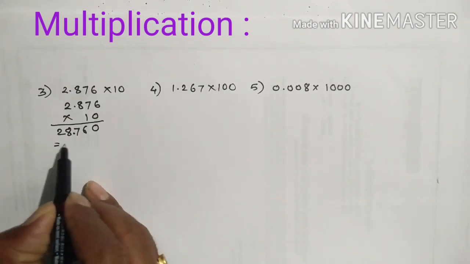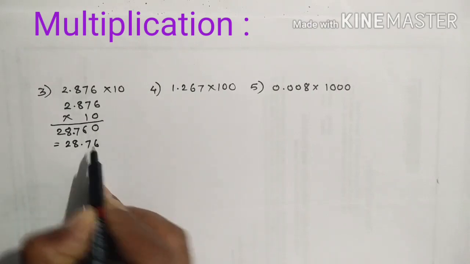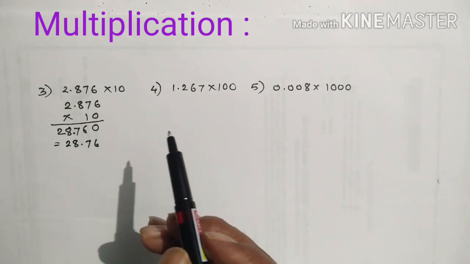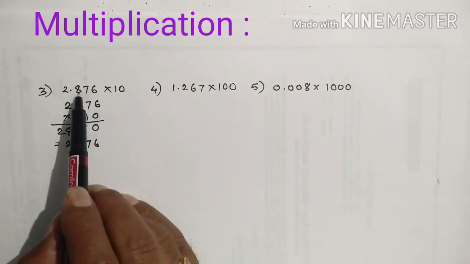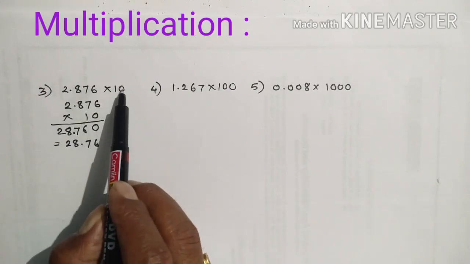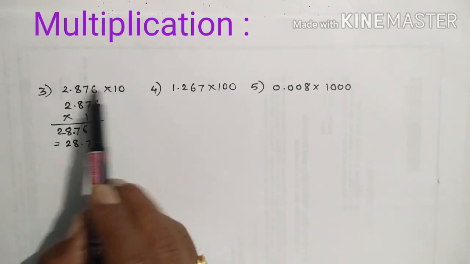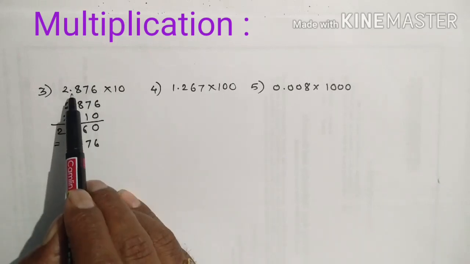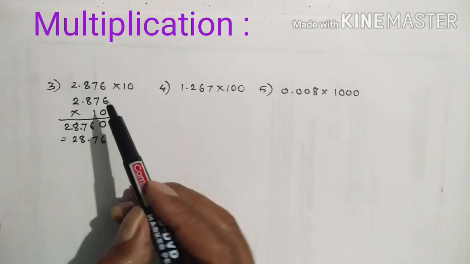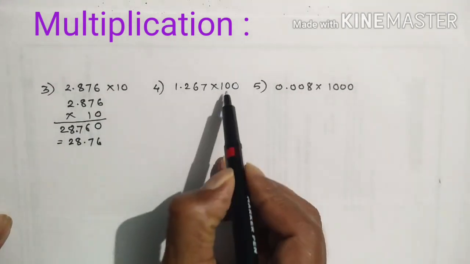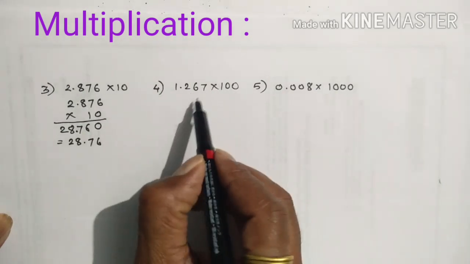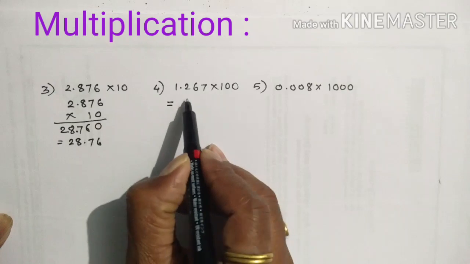28.760 is nothing but 28.76. That means we just have to move the decimal point one place towards the right side. Why? Because there is only 1 zero. For 1 zero, the decimal point will jump by one place toward the right side. So here how many zeros are there? 2 zeros are here, so the decimal point will jump two places, which means directly we can do this.